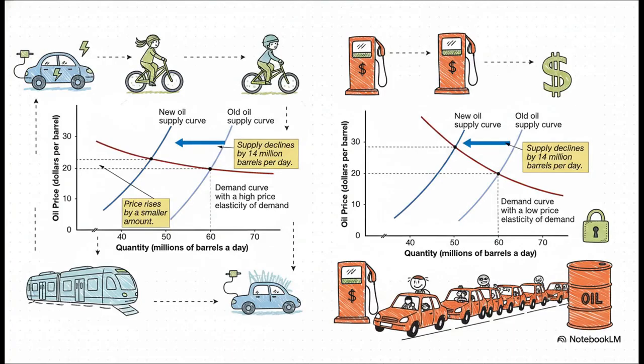Okay, take a look at these two graphs. In both scenarios, we have the exact same reduction in the supply of oil. But look at the results. On the left, demand is elastic. Maybe people can easily take the train or work from home. That supply shock causes just a small price increase because people can just switch. But now look at the graph on the right, where demand is inelastic. Everyone has to drive their car to work, no other options. That exact same supply shock causes a massive price spike. People have no choice but to pay.